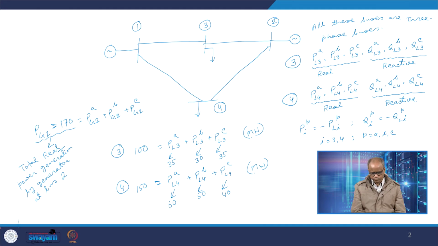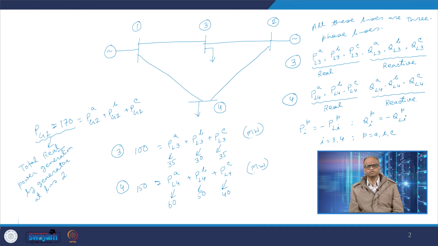Hello, welcome to this lecture on modeling, analysis and estimation of three-phase unbalanced power network. So we were talking about a system and we are talking about the unknown quantities as well as the specified quantities. So we started with a simple system, a 4-bus system.